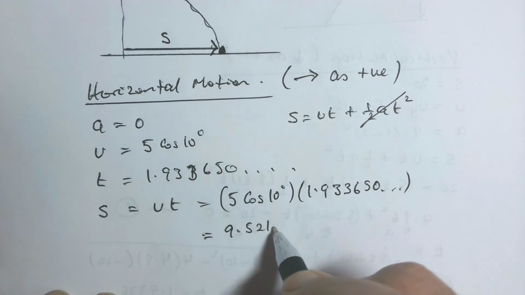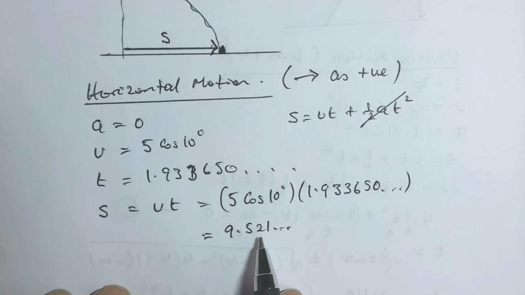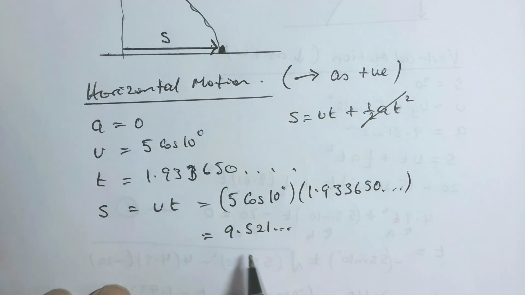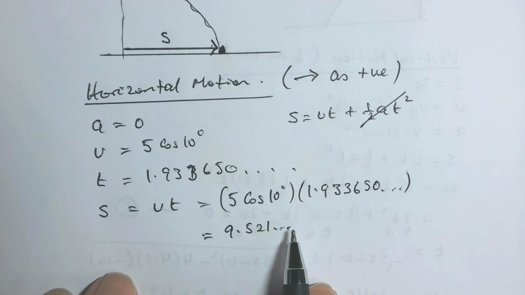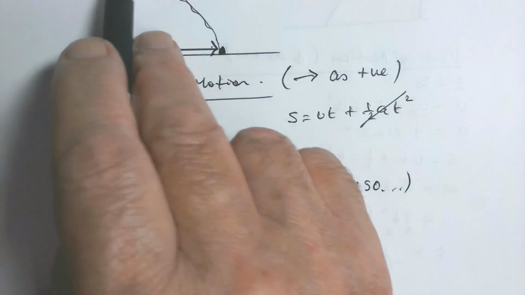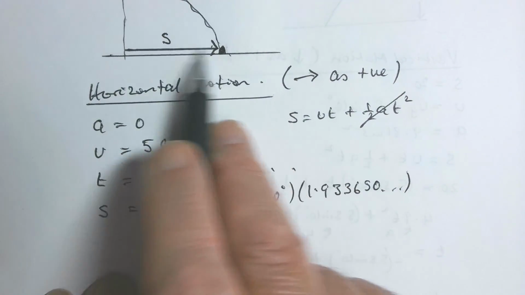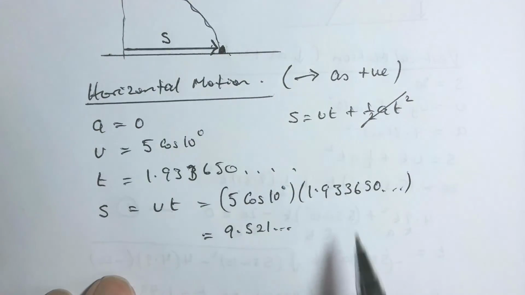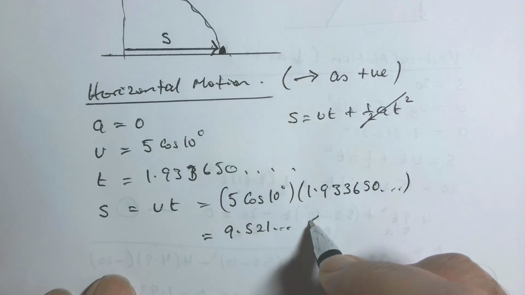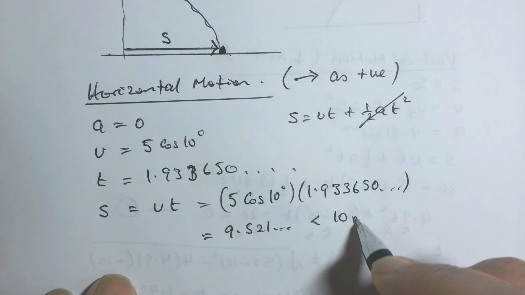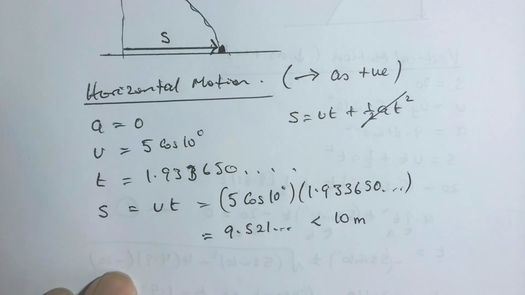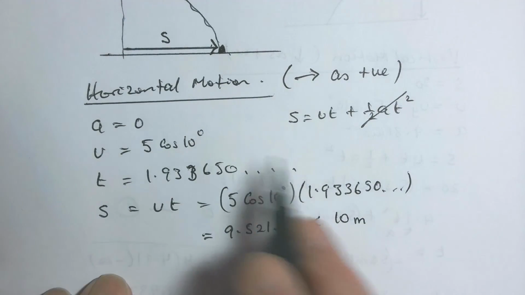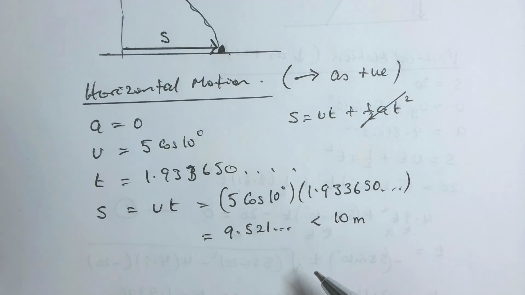9.521, etc. And all we need to show in this part of the question is that it lands within 10 metres of the helicopter. So in other words, is S less than 10 metres? And it clearly is, so we can say it's less than 10 metres. So, yes, we've shown that S is less than 10 metres from the drop point. Okay, so anyway, I hope that one helps.